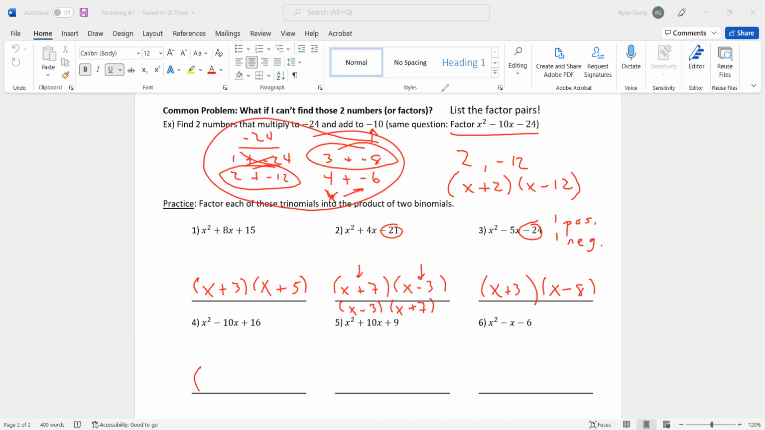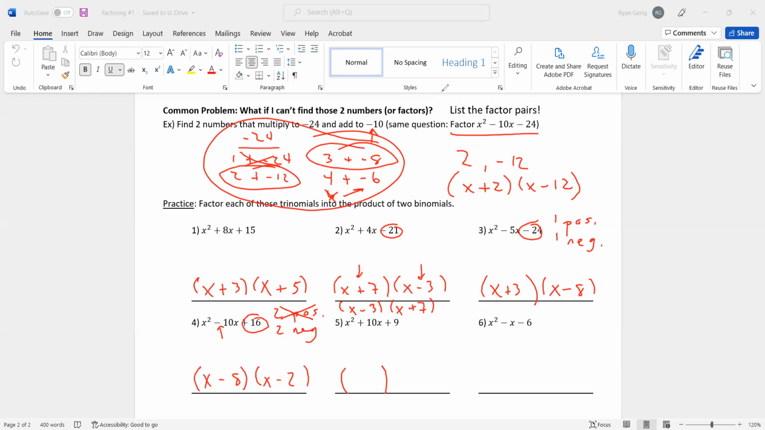Number 4, also a tricky one because it looks like it should be one positive, one negative. It's not. If you have a positive C value, a positive product, the only way to get a positive number by multiplying is to have the same sign. So they can either be both positive or they could be both negative. In this case, they both have to be negative. Okay, why both negative? Because they have to add to be negative. I can't get two positive numbers to add to be negative, but I can get two negative numbers to add to be negative. So I know that these both have to be negative. So what are they? -8 and -2.